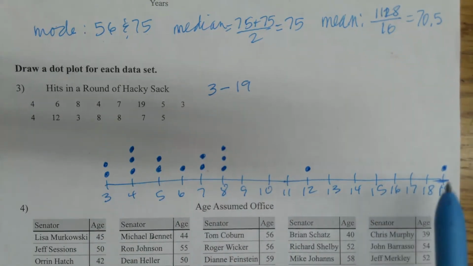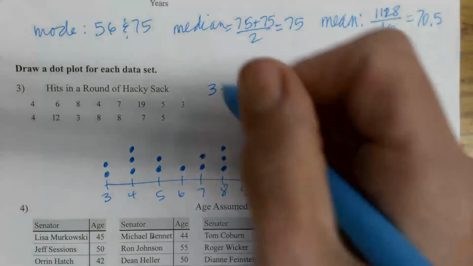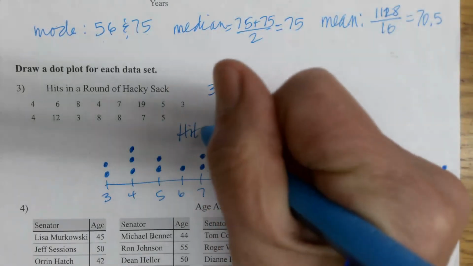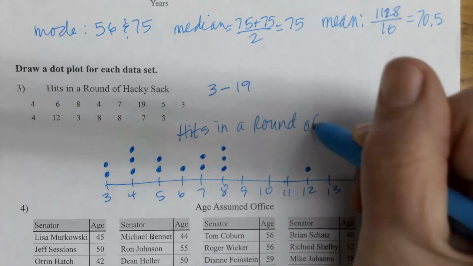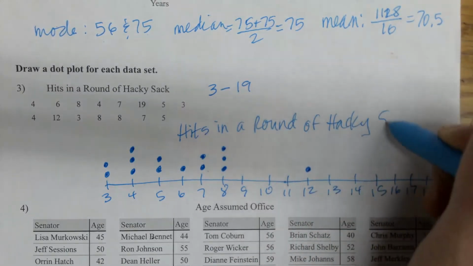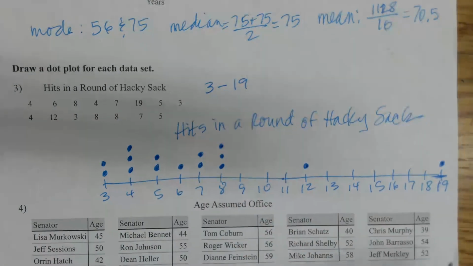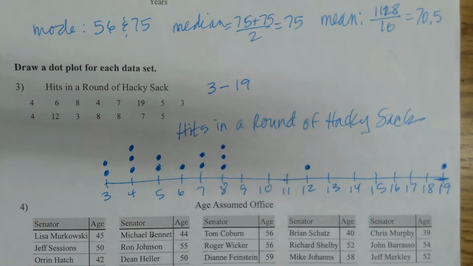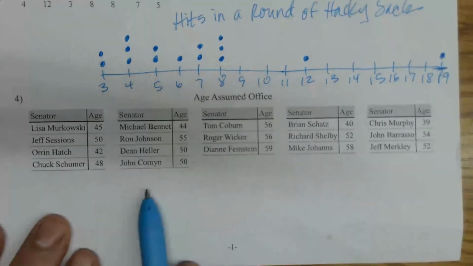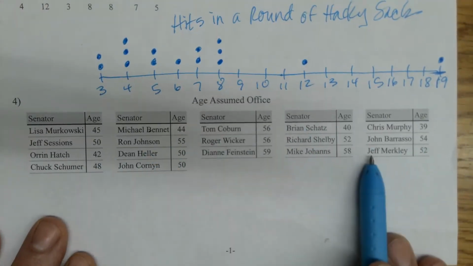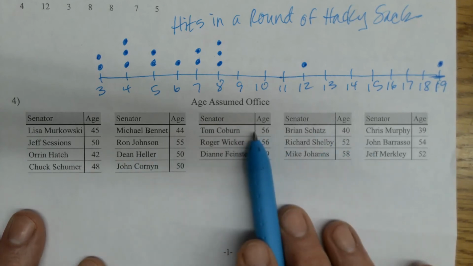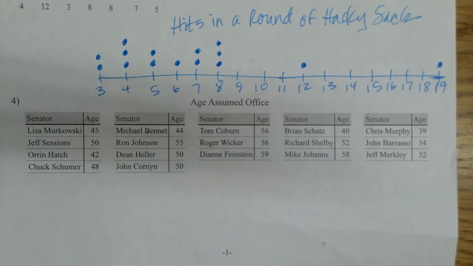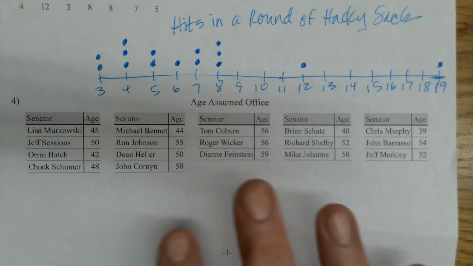The last thing that I want to do is make sure that I put my title on this, and so this is hits in a round of hacky sack. Don't forget your title, because when you take your test on that tomorrow, that's a point on your grade. Even though this next set is given in a different form, you're still going to list it the same way. Find your lowest age, highest age, set up your number line, and put your dots in. I'll let you finish that on your own.